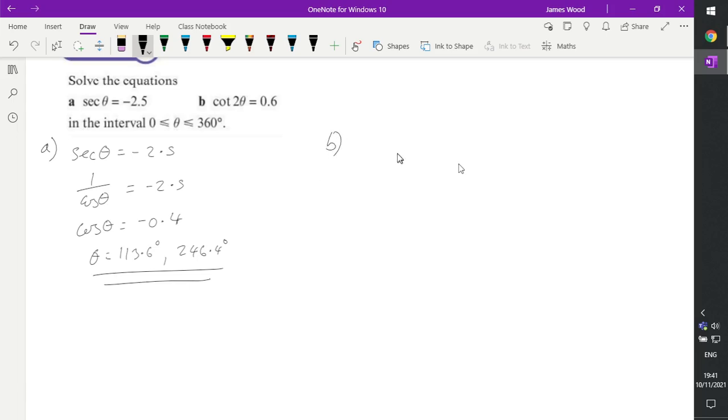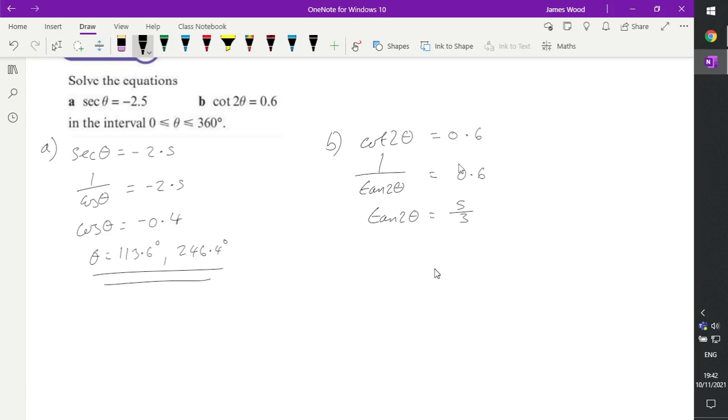Now for question B, we've got cot 2 theta equals 0.6. So I think the first thing to do is to change it into tan rather than cot, because obviously our calculator does not have a cot button on it, but it does have a tan button on it. So we can rewrite this as tan 2 theta, or 1 over tan 2 theta, is 0.6. So that then means that tan 2 theta is 1 over 0.6, which is 5/3.